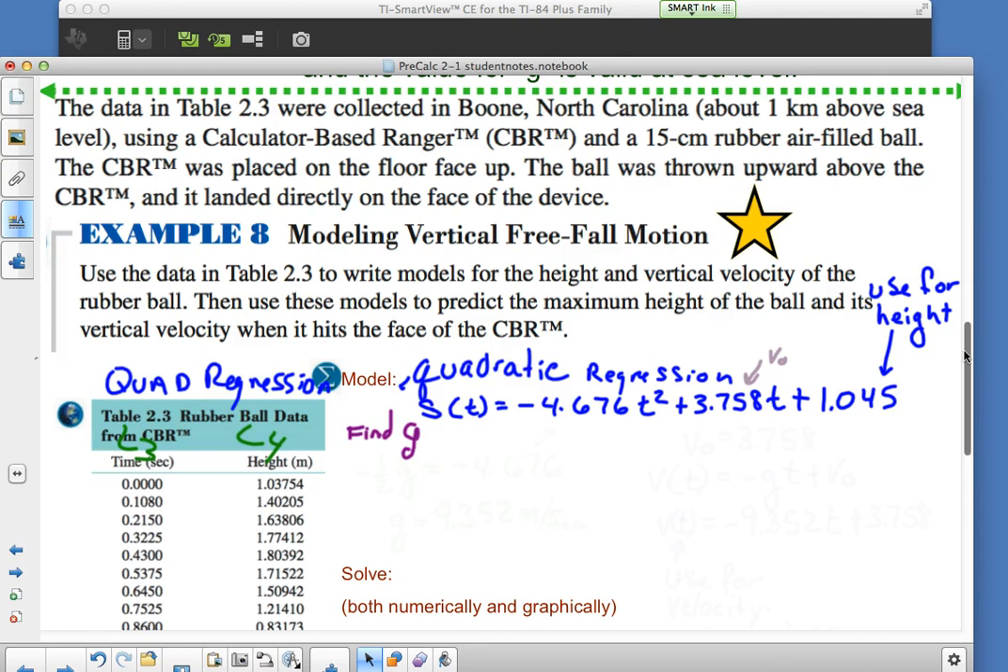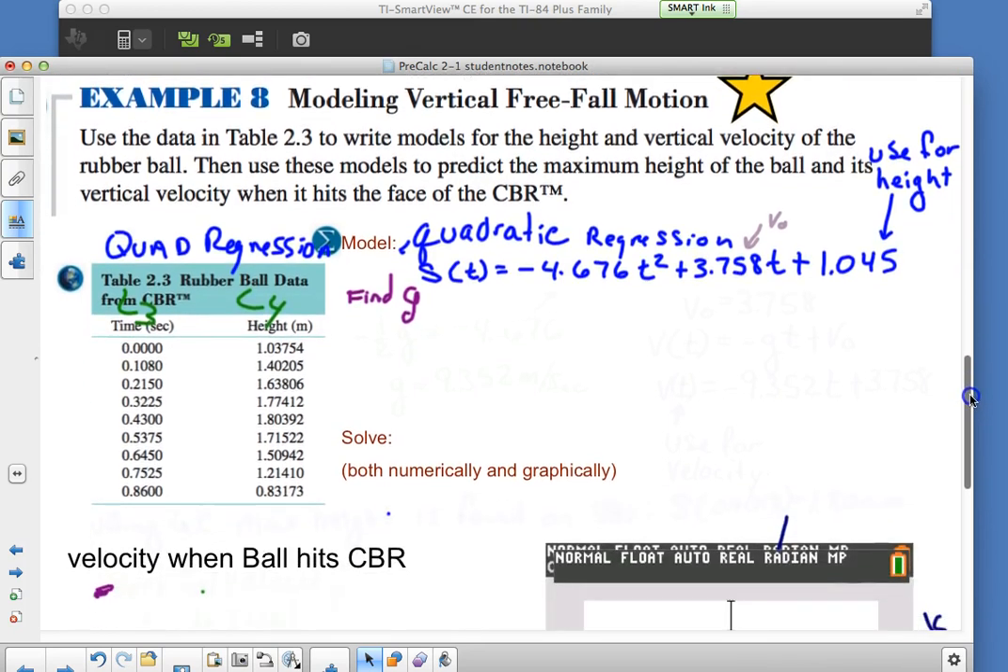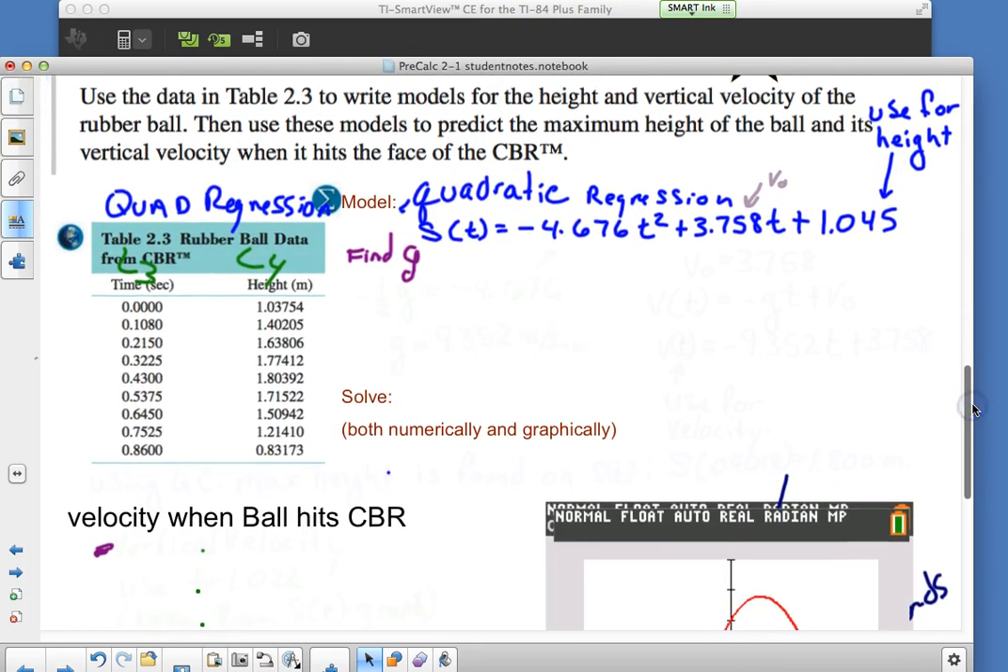We're going to use the data to write models of the height and vertical velocity of the rubber ball. I'm just going to release this rubber ball above the CBR, and it's going to collect some data, and that's the data that's collected. Then use the models to predict the maximum height of the ball and its vertical velocity when it hits the face of the CBR. Okay, I'm going to be that good. I'm going to be able to actually put the ball on the CBR. It's actually good that somebody else collected this data, because if I was doing the collection, we'd be missing that quite a bit.